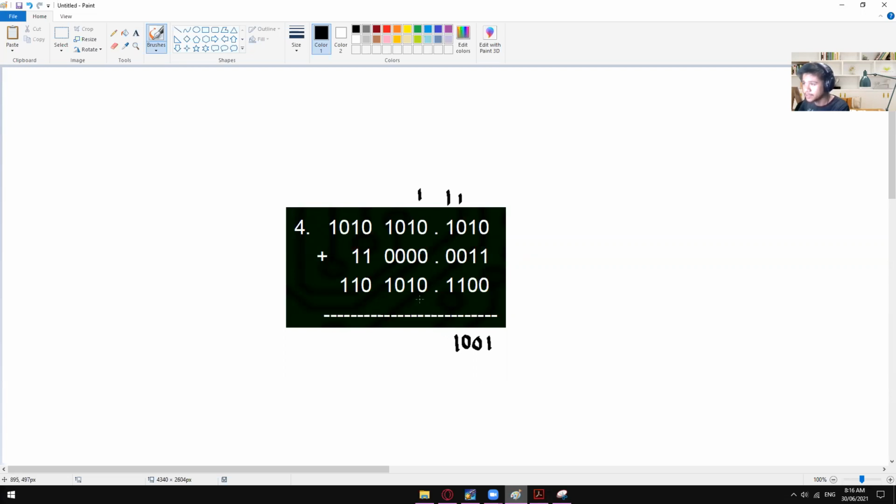1 plus 3 zeros is 1. 1 plus 1 is 10. Carry 1, bring down 0. 1 plus 3 zeros is 1. 1 plus 1 is 10, carry 1, bring down 0. Okay, 1 plus 1 is 10, carry 1, bring down 0. 1 plus 1 plus 1 plus 1 is 4, so it's 100.